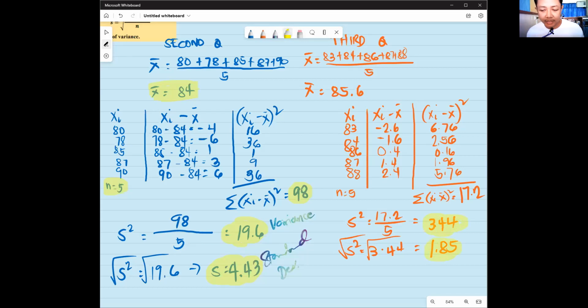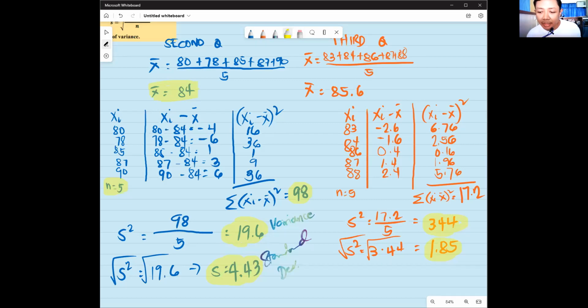Now look at this. 3.44 and 1.85. Which is widely spread? Is it the second quarter grades or the third quarter grades? Type your answer in the chat box, please. Looking at your given data, the second quarter grades' standard deviation is 4.43, while for the third quarter grades it's 1.85. So which is widely spread? Okay, very good. So the second quarter grades are more widely spread. Very good. And the third quarter grades are more compressed.